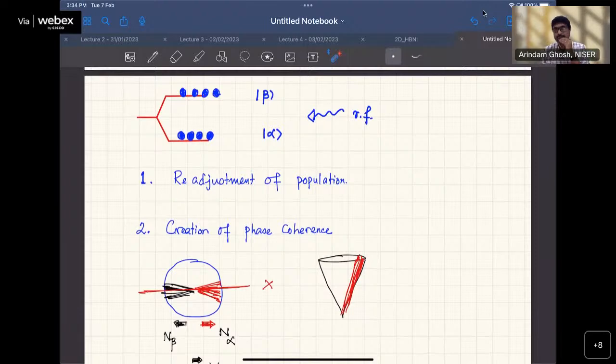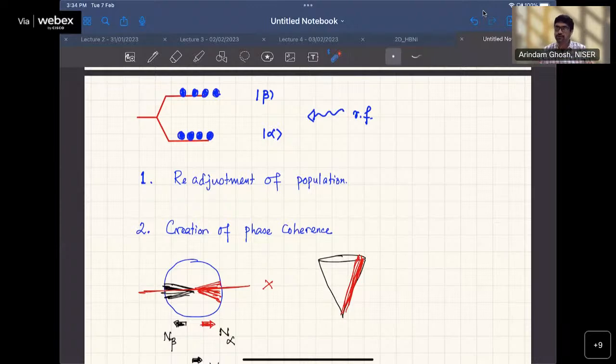That is why you will often see, in lectures or books, that the x and y components of magnetization in NMR are also called coherence. For example, you might learn this term later on, coherence transfer, correct? I'm not going into those details, but coherence transfer.